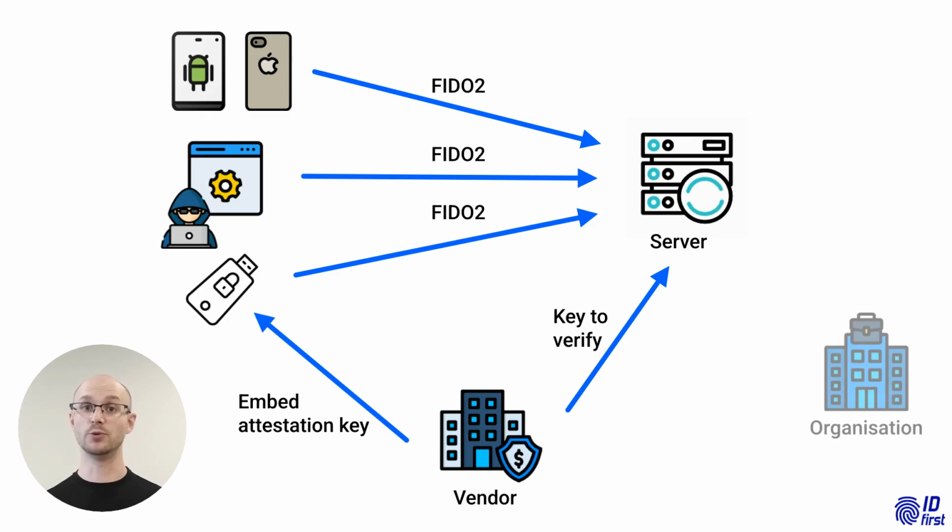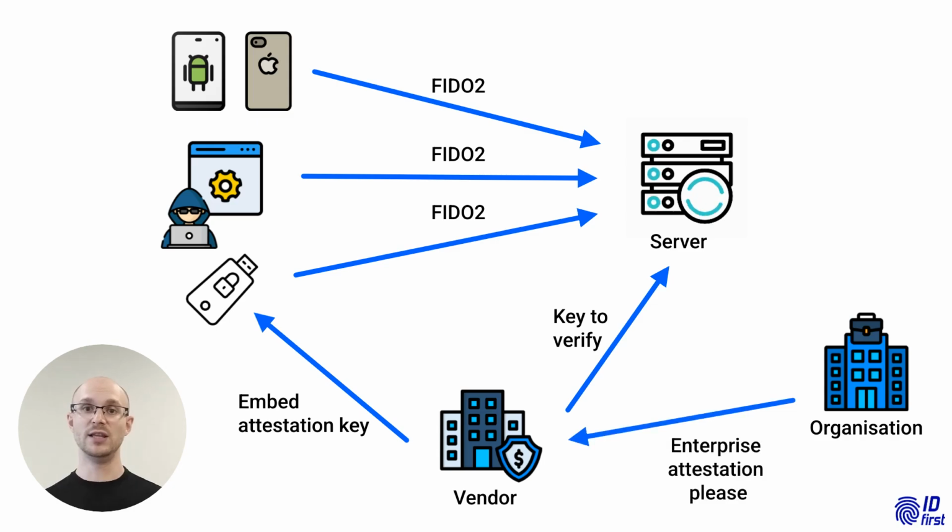What if an organization wants to ensure that only the authenticators they purchased and handed out can be used? There's a feature for that. By working with the vendor, the organization can buy authenticators that support enterprise attestation. This lets the server verify and accept only those specific devices, keeping the authentication process under strict control.